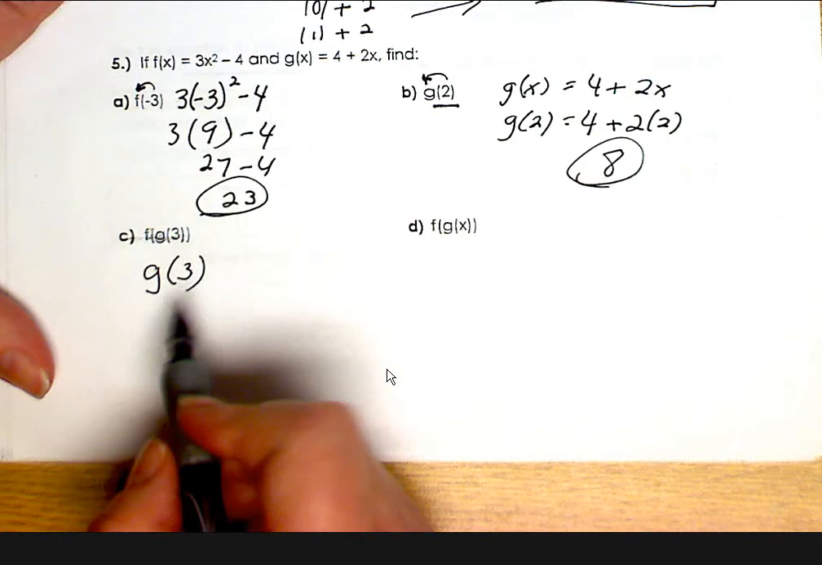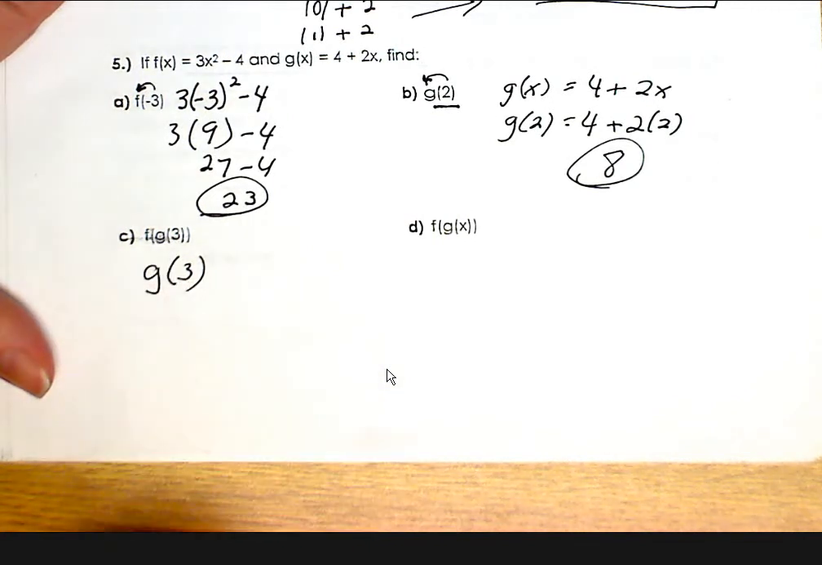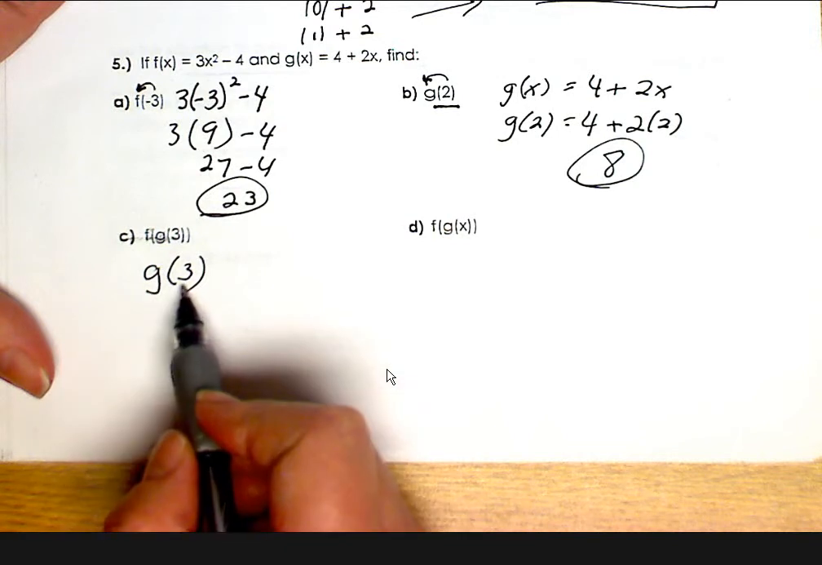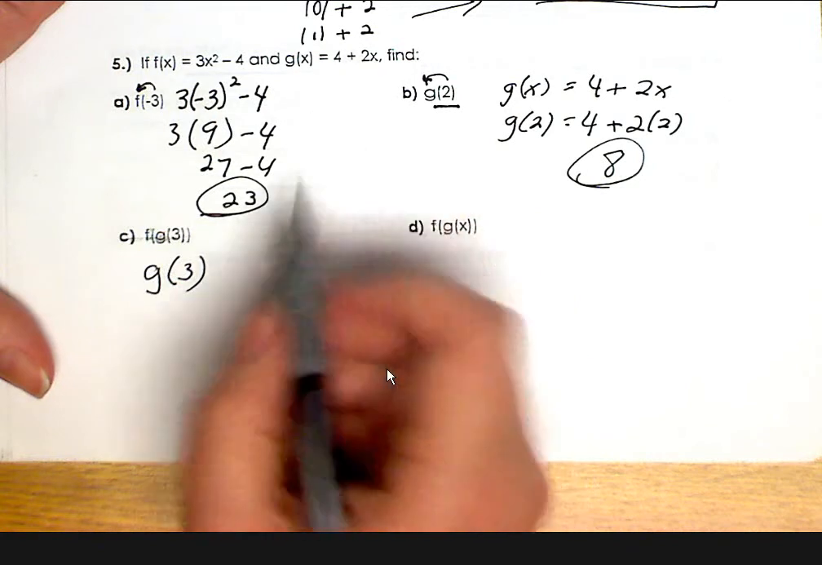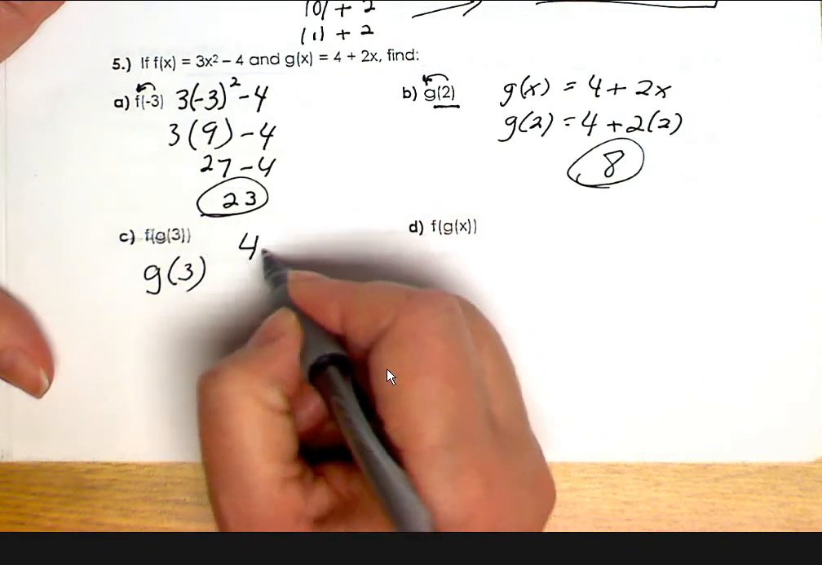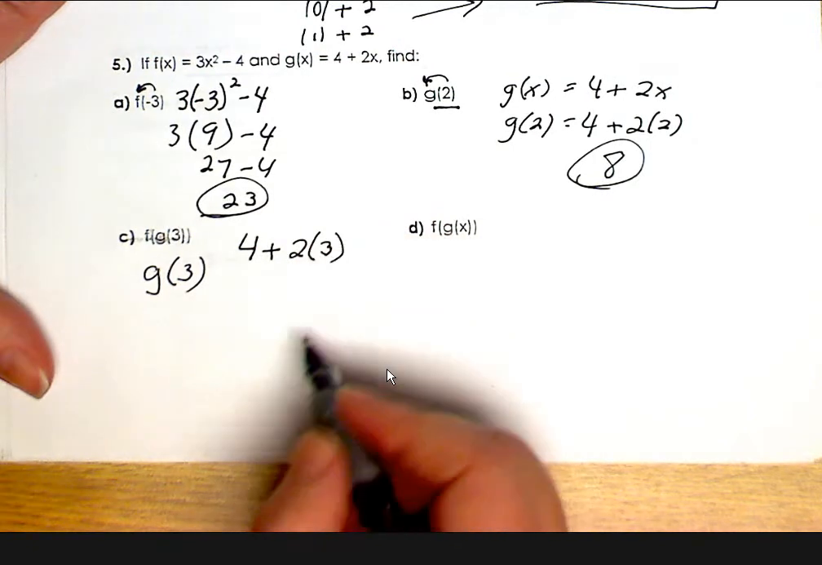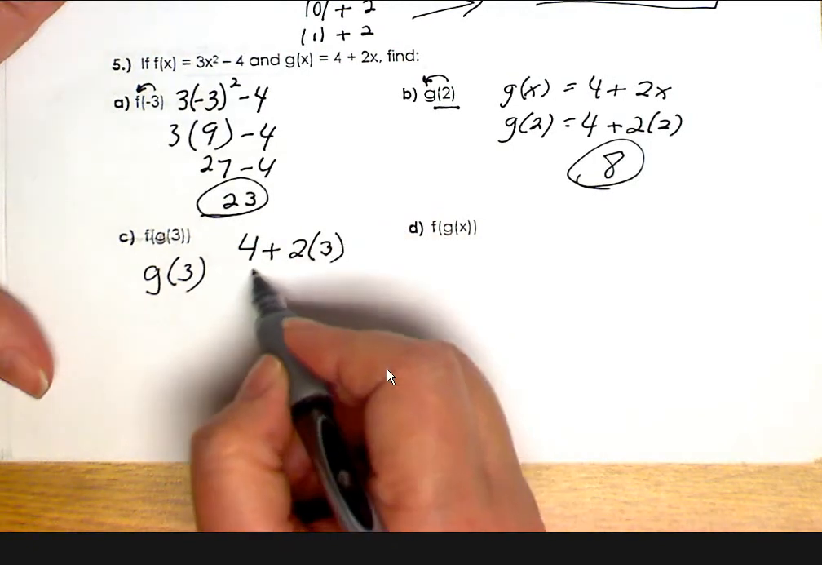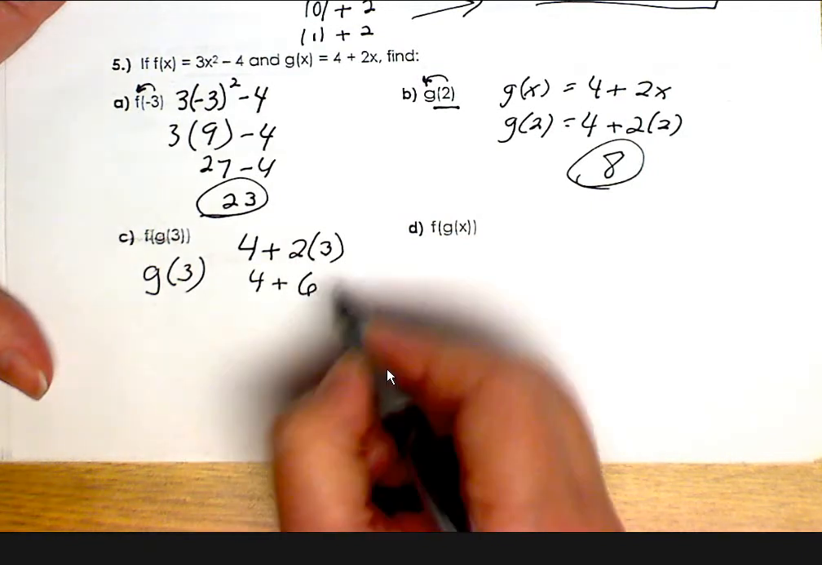So what does this ask me to do right there? So it wants you to put the 3 in for the x of g, right? So we have to take this function down here. So we're taking 4 plus 2x, but now instead of x, we're going to put a 3. So 4 plus 3 times 2, which is 6. So that is 10.